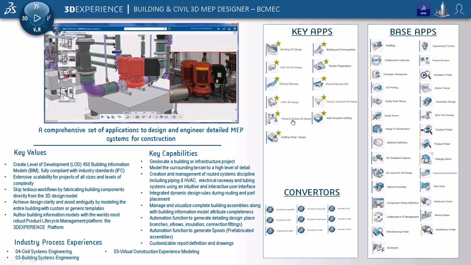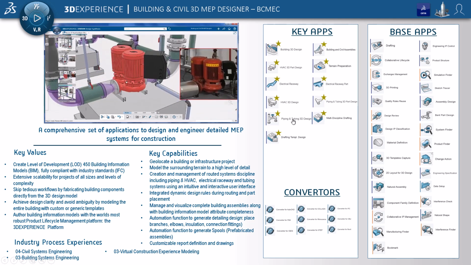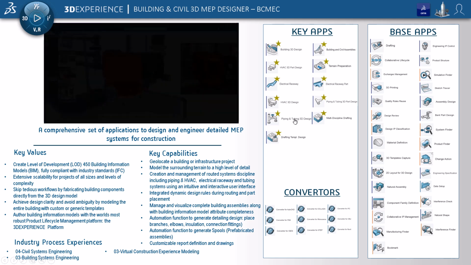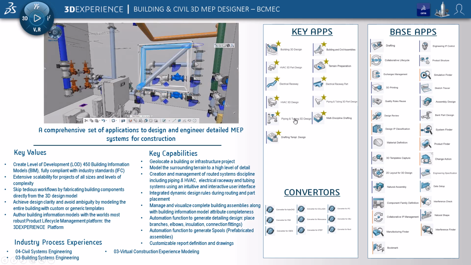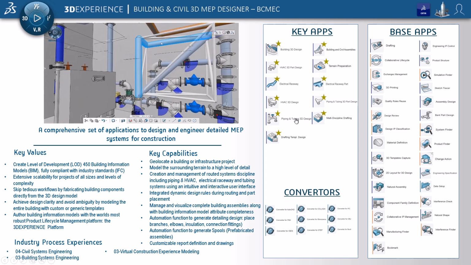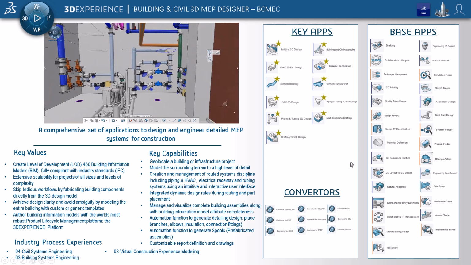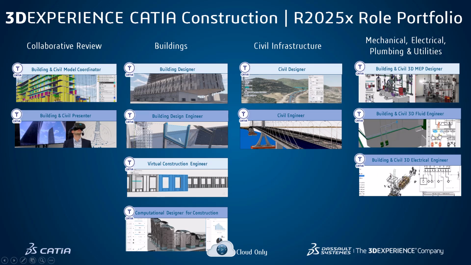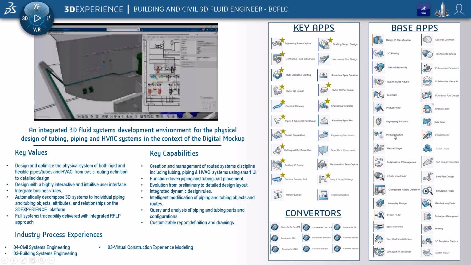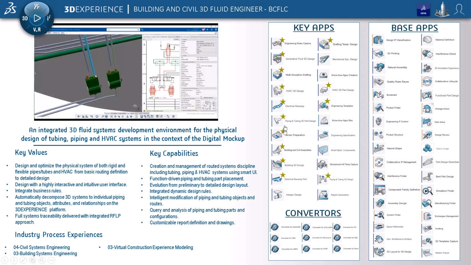So this role covers the mechanical, electrical, and plumbing disciplines, to instantiate equipment and then to route from one piece of equipment to another. And this role includes the converters that we saw in the other roles. If we look at the fluid engineer, the building and civil 3D fluid engineer, this role includes all the same applications that we saw in the previous role.